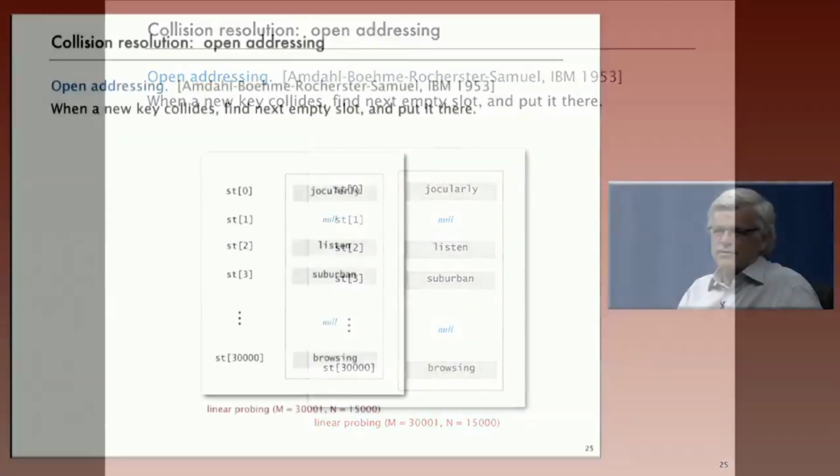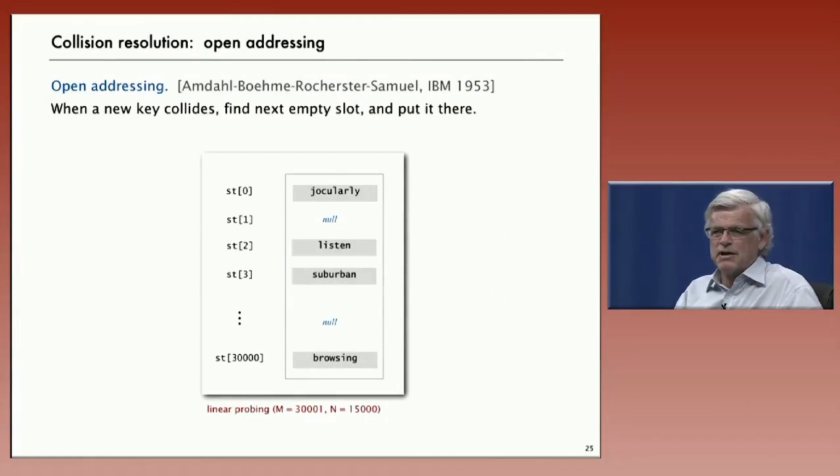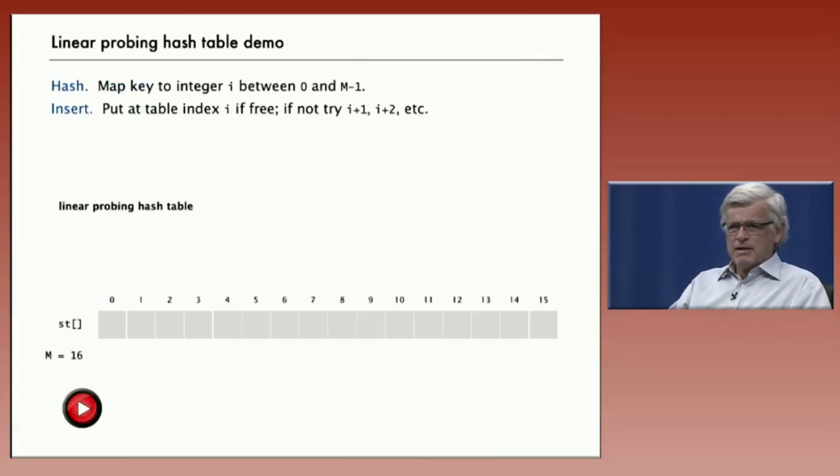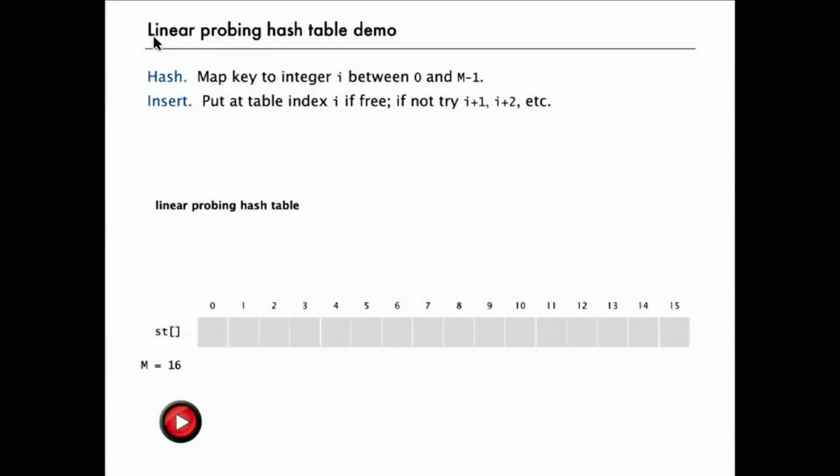In this case, the size of the array is going to have to be bigger than the number of keys that we expect. And we use empty slots in the array to essentially terminate the length of the list that we have to search through when we're doing an insertion. So let's look at a demo of how it looks.